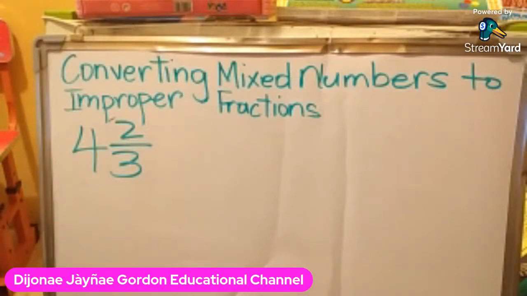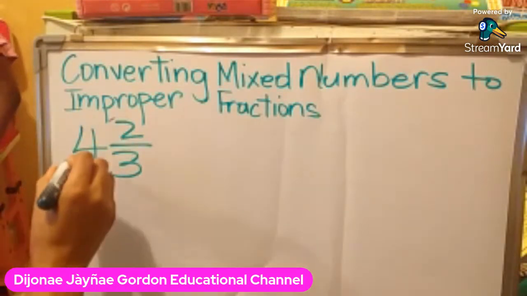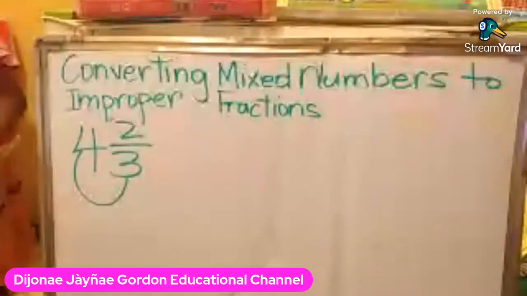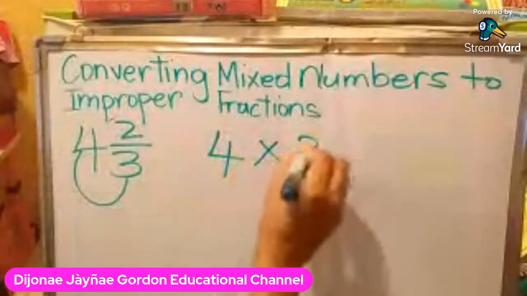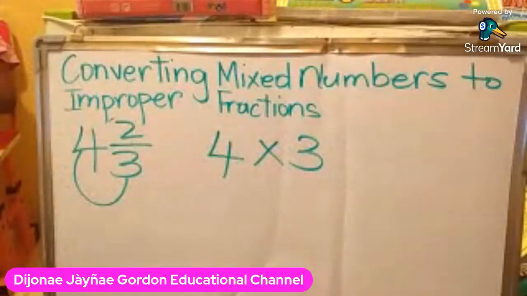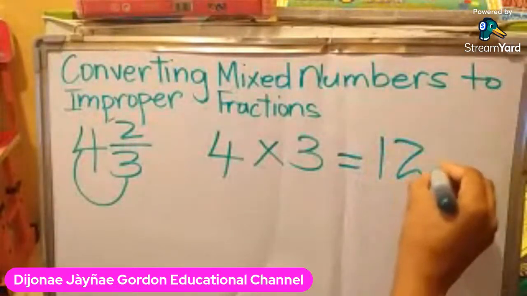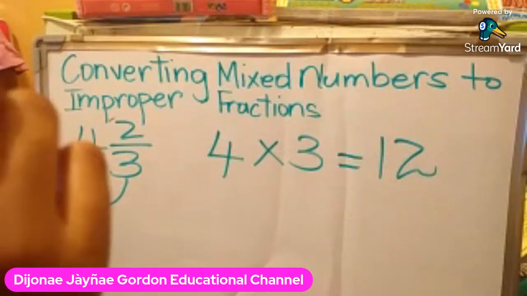And the proper fraction is 2 over 3. It is a proper fraction because the numerator is smaller than the denominator. So now you are going to multiply your whole number by your denominator. So 4 multiplied by 3 is 12.